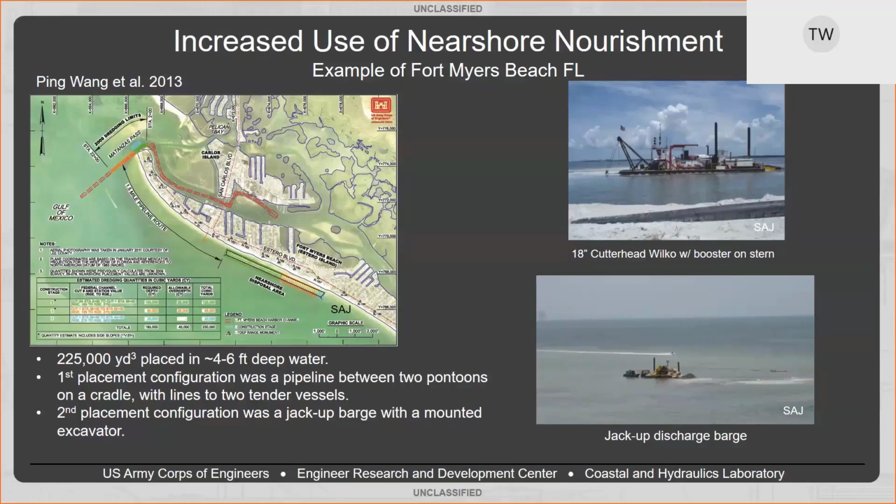Here's an example, Fort Myers Beach, Florida, where they had an 18-inch cutter head dredge the inlet and pump it about 1.5 miles into the nearshore placement area, in about 4 to 6 feet of water, to practice that nearshore nourishment.